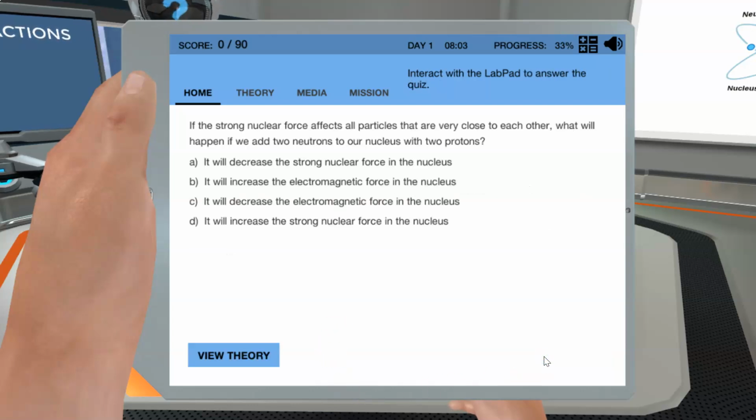If the strong nuclear force affects all particles that are very close to each other, what will happen if we add two neutrons to our nucleus with two protons?